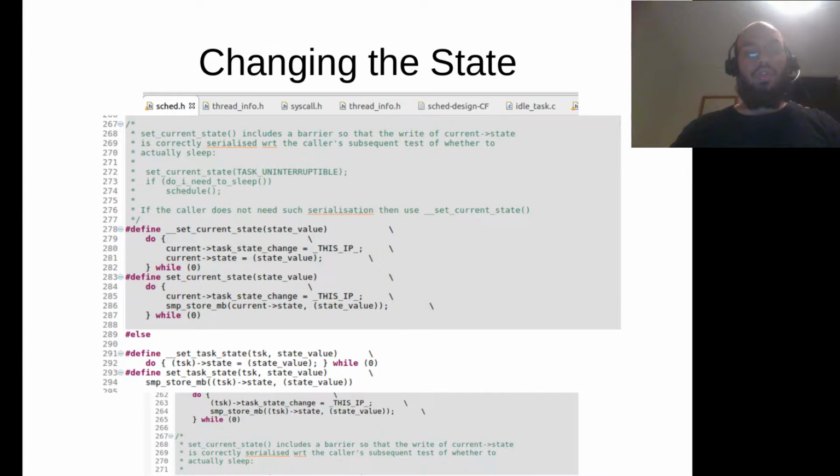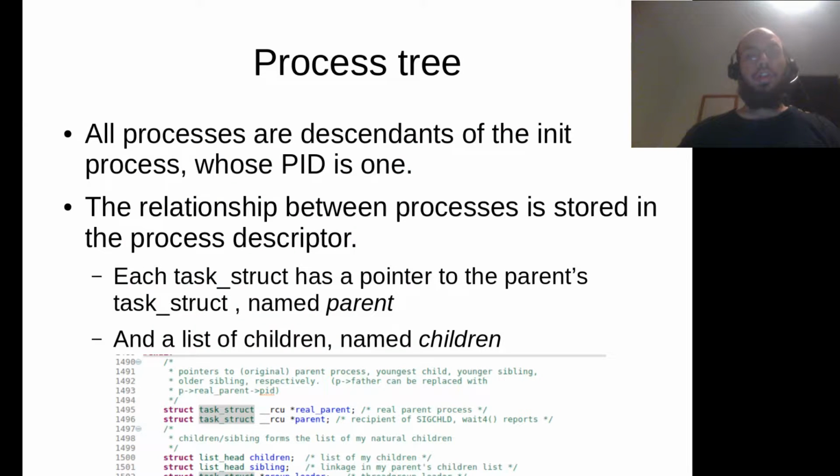And there is also a set task state. So this was set current state, and that's basically for the current task. But there is also a set task state, which is for another task, which takes the task that you are trying to change the value for, or the state of, as input, and the state value. Okay, so these are basically the ways that the states are changed in the kernel.